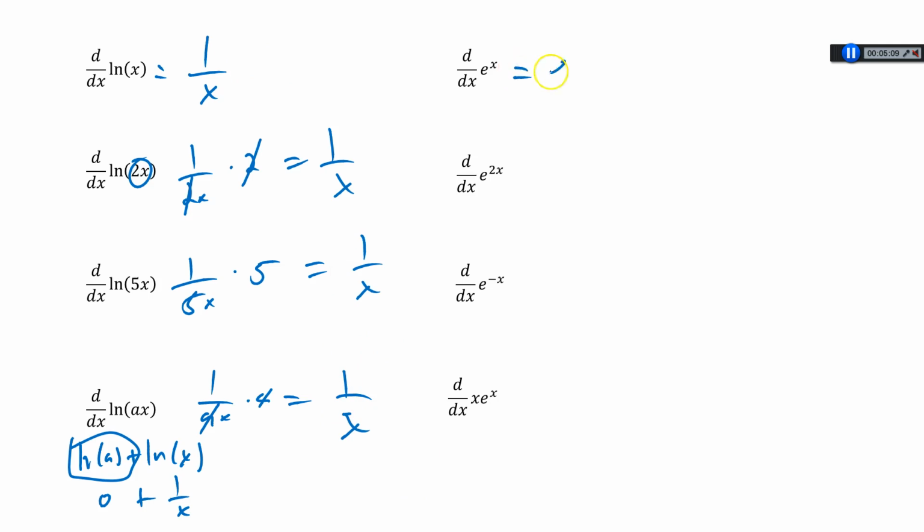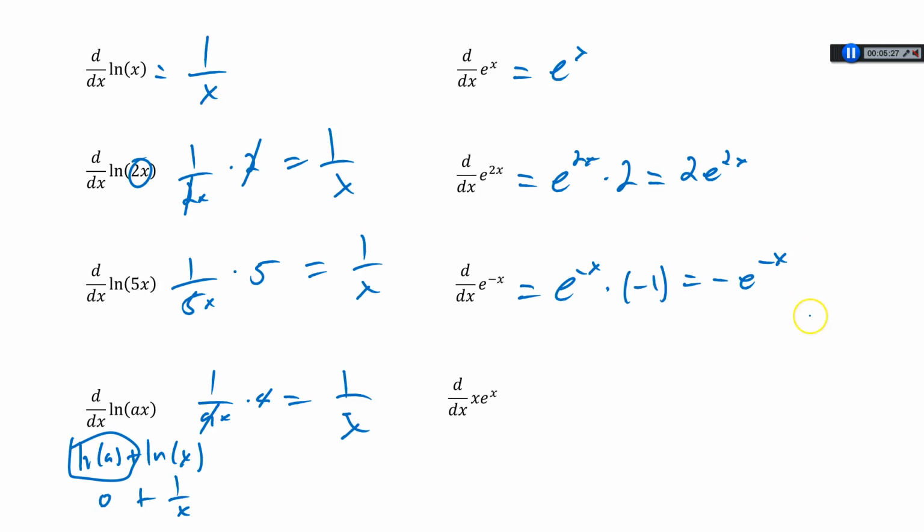E to the x. Derivative of e to the x is e to the x. Derivative of e to the 2x is going to be e to the 2x times 2, but you'll always see that written 2e to the 2x. Derivative of e to the negative x is e to the negative x. Leave it alone, right? We always leave the function alone. Then we multiply by the derivative of the baby. In this case, negative 1. I would see that as negative e to the negative x.